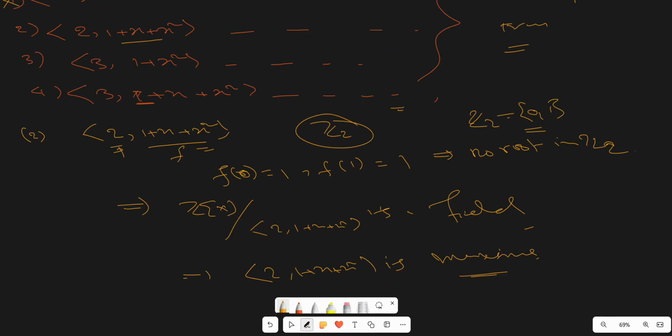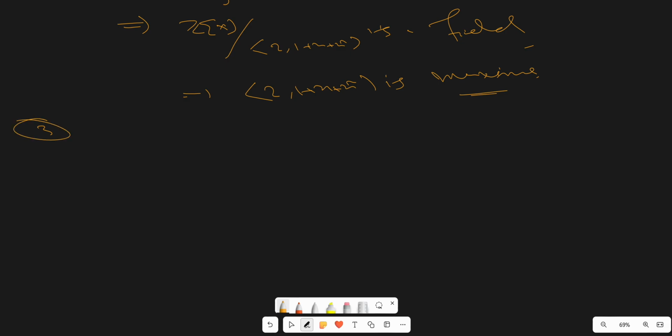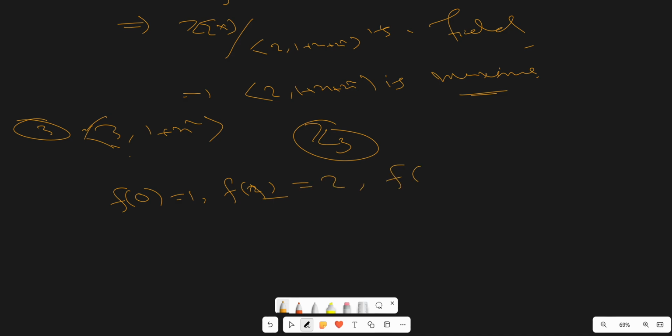What about question number 3? 3, 1 plus x square, the ideal generated by 3, 1 plus x square. I have to check in Z3. What is f of 0? F of 0 is 1. What is f of 1? F of 1 is 2. And what is f of 2? F of 2 means 2 squared plus 1, 4 plus 1, 5. Oh sorry, 5 means 2 in Z3. So this implies no root. This implies a maximal ideal.